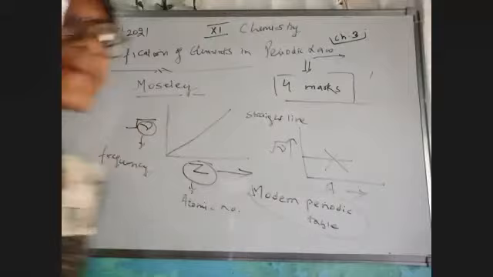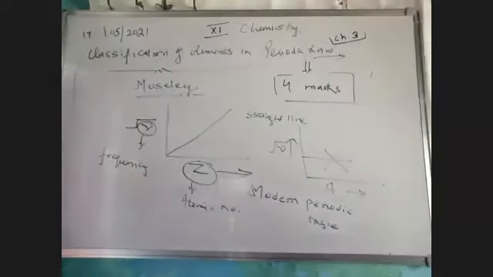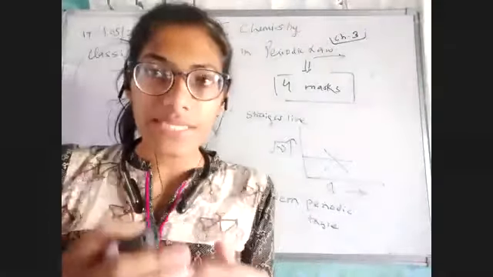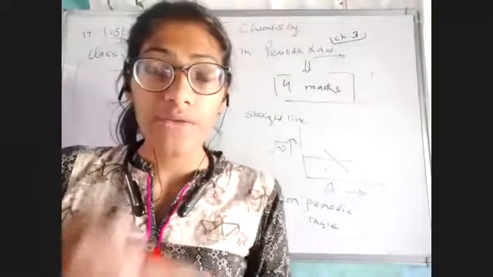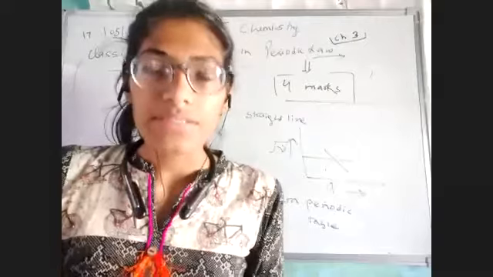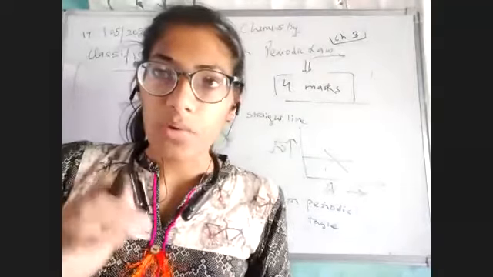So in short, if I want to define the modern periodic law, I would say that the physical and chemical properties of any elements are dependent upon atomic numbers. Listen again, the physical and chemical properties of elements are arranged in the form of atomic numbers. They are dependent upon the atomic numbers. This is known as modern periodic law.